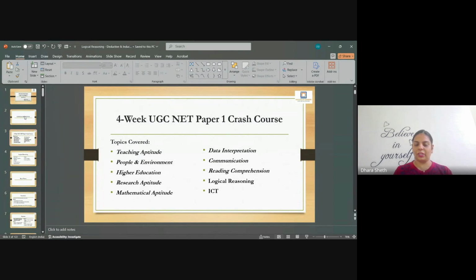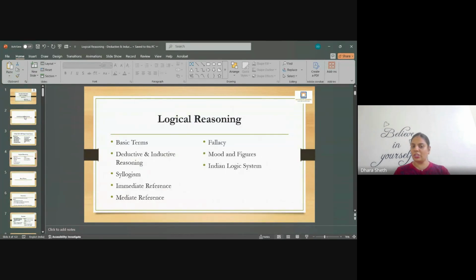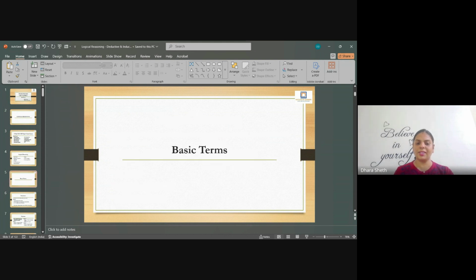So far we have covered 8 of the 10 topics. Logical reasoning and ICT are the 2 topics that we need to cover. In logical reasoning, we will start with basic terms. Then we'll talk about deductive and inductive reasoning, syllogism, immediate reference, mediate reference, fallacy, mood and figures, and lastly, Indian logic system. Pramanas and Hetvabhas are the main topics in Indian logic system. So we'll start with basic terms.